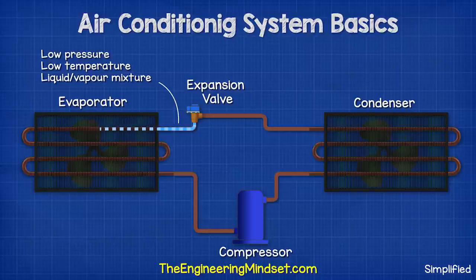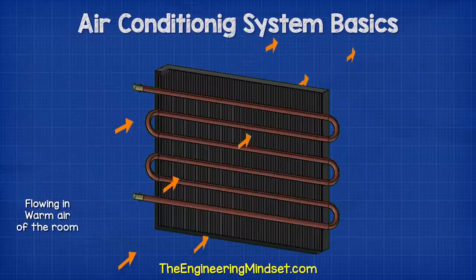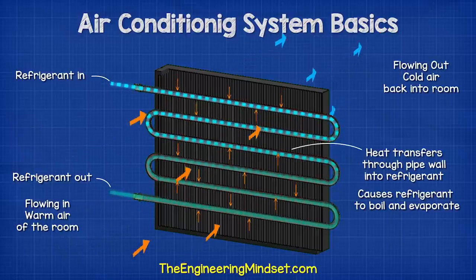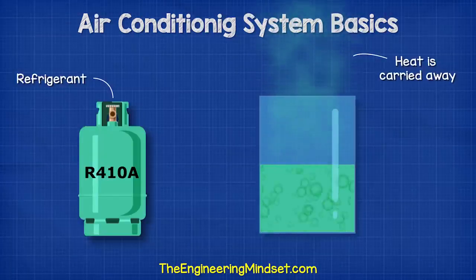So, the refrigerant is entering the evaporator as a low pressure, low temperature liquid vapor mixture. It flows on the inside of the pipe, and at the same time, a fan is moving the ambient air of the room over the outside of the pipe. This causes the refrigerant to boil. It will absorb the heat from the air through the pipe wall, and then it evaporates. As the refrigerant evaporates, it carries away the heat.